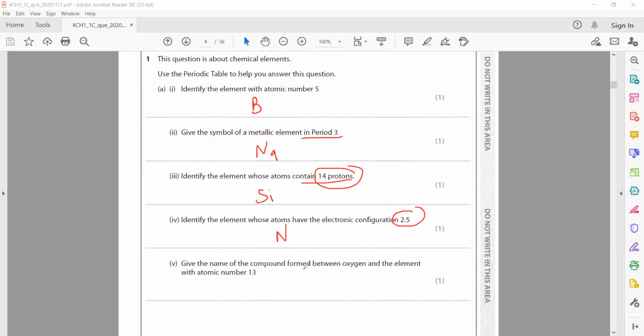Give the name of a compound formed between oxygen and the element with atomic number 13. When you check atomic number 13, that's aluminium. So aluminium reacts with oxygen, what will it form? It will form aluminium oxide.